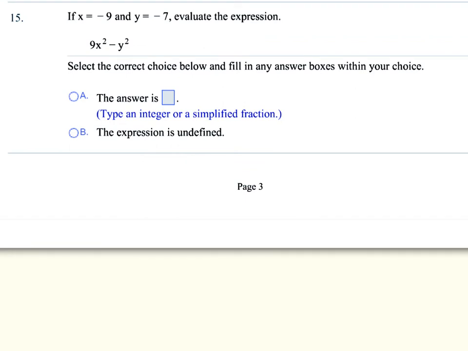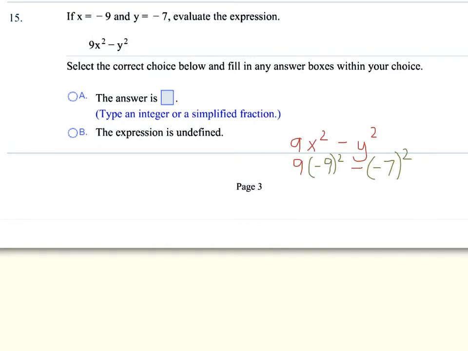Okay, number 15, we're asked to evaluate this expression, and x is equal to negative 9 and y is equal to negative 7. And we've talked about evaluating expressions before. We're just going to substitute negative 9 in place of x, and negative 7 in place of y. So that's what I've done here. I've substituted negative 9 in place of x and negative 7 in place of y.